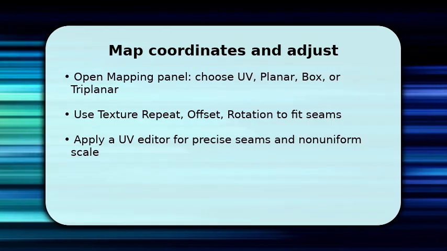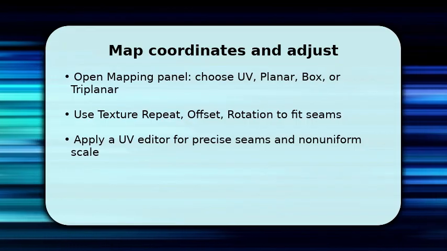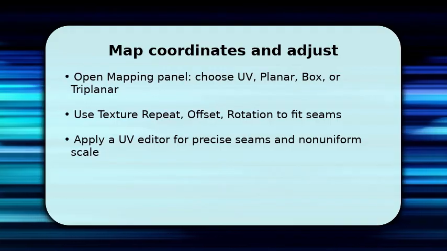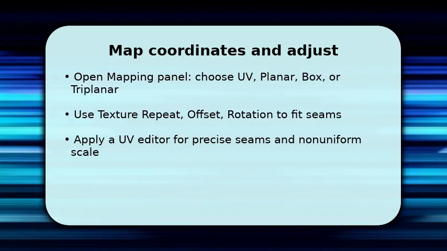Then tweak repeat, offset, and rotation to eliminate visible tiling or misalignment. This changes how the image tiles across the surface. If you need exact seams, open the UV editor and edit islands or relax UVs. This prevents stretching and preserves detail where it matters most.